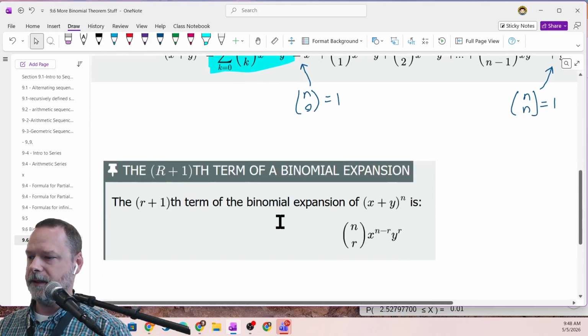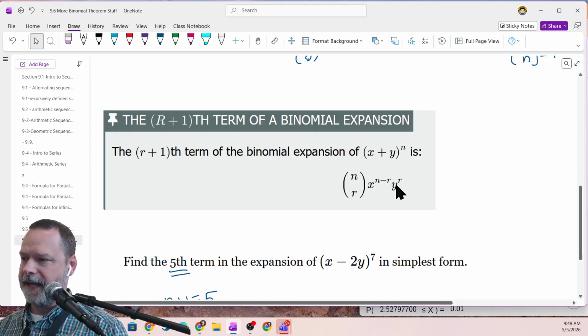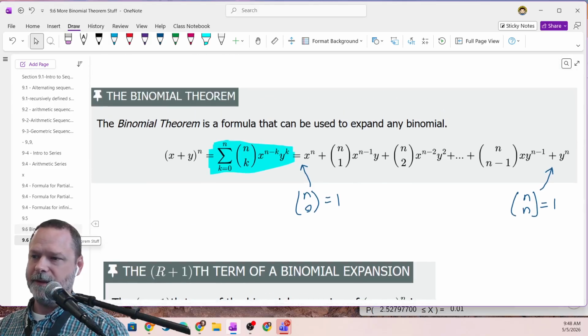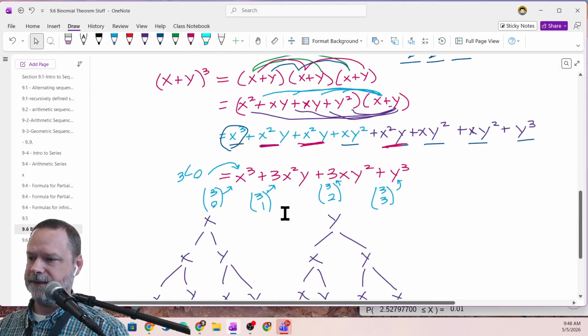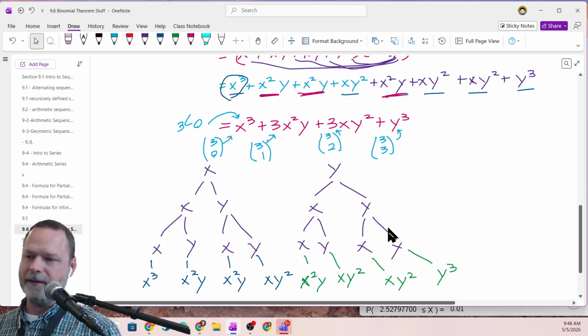That our power of the y is the same as r, and the power of the x is n minus r, because these always add up to n. That's another pattern we see when we're looking especially at the examples. 2 plus 1 is 3, 1 is the power of my x here, plus 2 is 3. So there's a lot of patterns going on here, and we can see why from our previous video why that's happening.